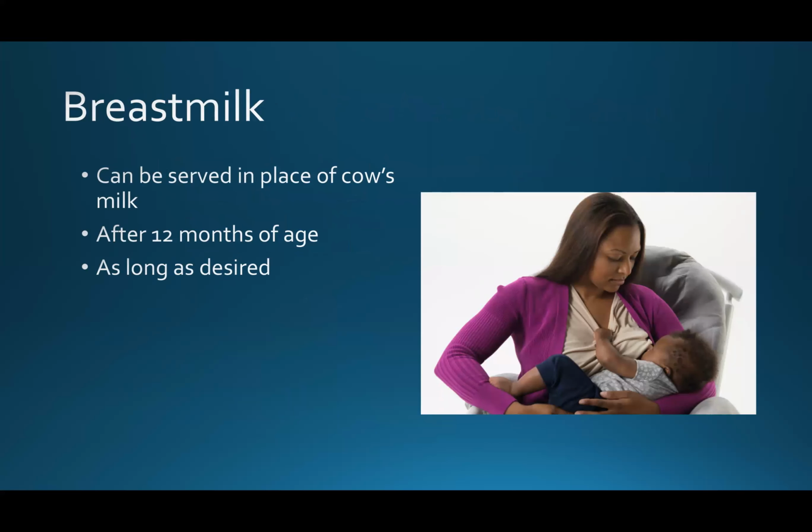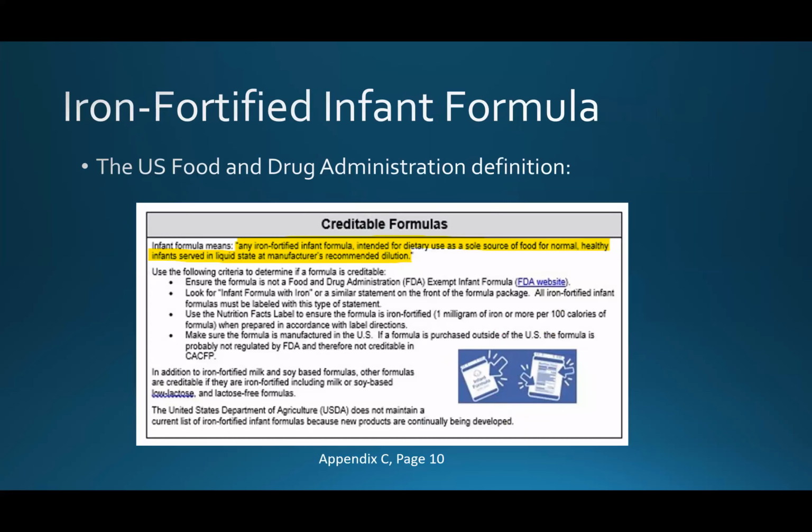Breast milk can be served in place of fluid cow's milk to children after 12 months of age, as long as desired by the mother and child. The next creditable food listed is iron-fortified infant formula. The U.S. Food and Drug Administration defines iron-fortified infant formula as any iron-fortified infant formula intended for dietary use as a sole source of foods for normal, healthy infants served in liquid state at manufacturer's recommended dilution.